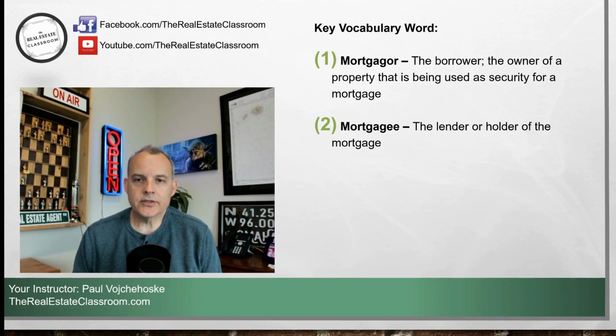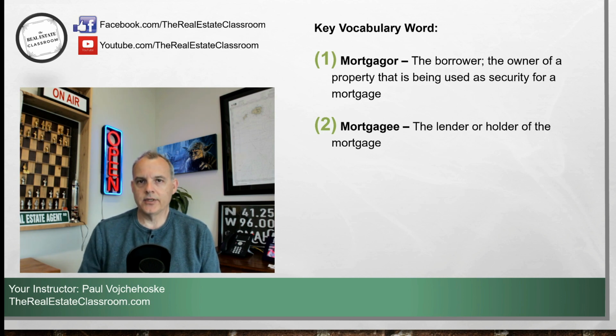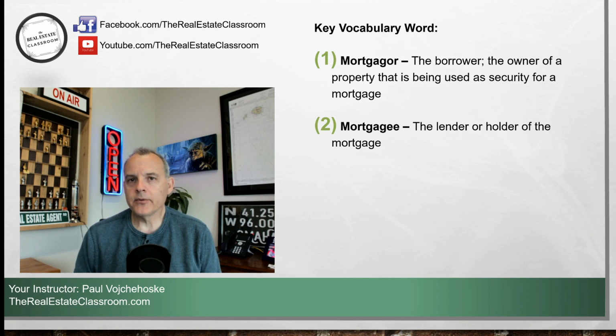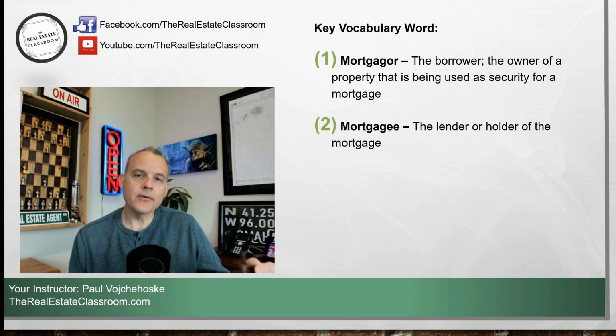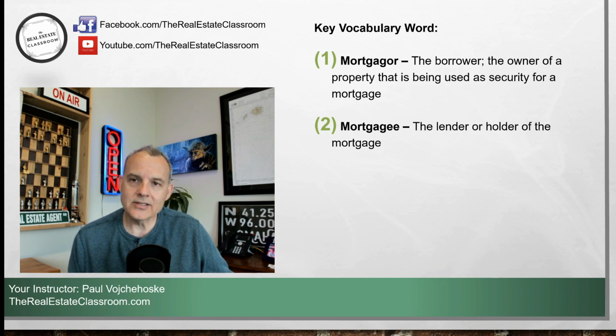Mortgagor, mortgagee. These two terms are used in mortgage states, where, like Iowa, for example, uses mortgages. Where I'm at in Nebraska, we're a deed state, so we use a deed of trust. So in states that are mortgage states, you're going to have the mortgagor, mortgagee. The mortgagor is the borrower. They are the owner of the property that's putting that property up as collateral or as security for a mortgage so they can get that mortgage from the bank.